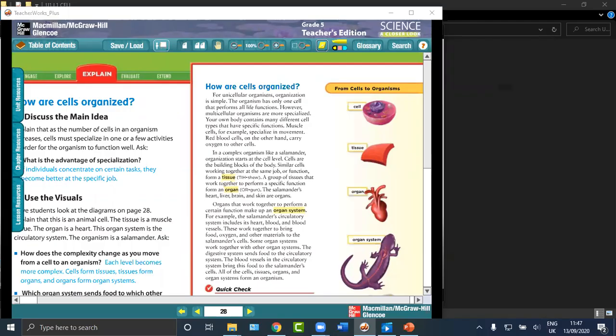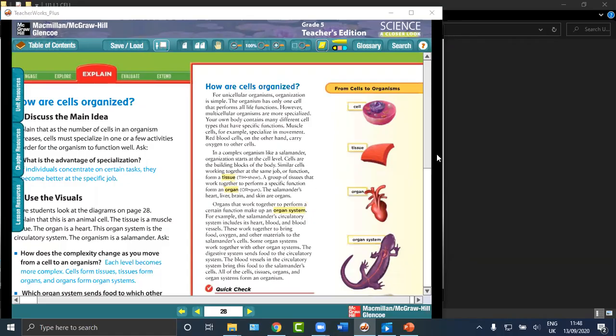Organ: a group of tissues that work together to perform a specific function form an organ. This example, the heart. Liver, brain, and skin are organs. All this is an example. Your brain, your skin, your liver, your kidney. Clear?